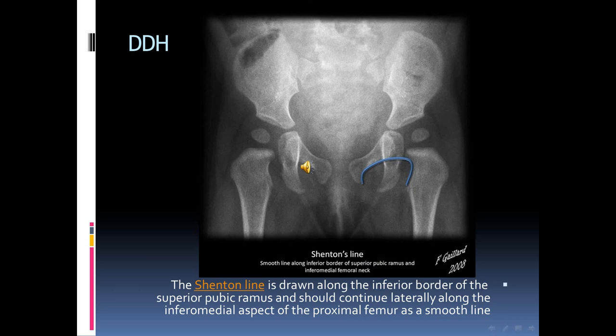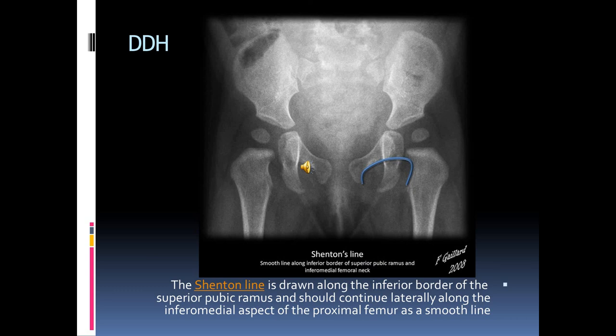Dislocation of hip joint, which is in fact called developmental dysplasia of hip joint, it's a very important subject. And the way to diagnose is to know the normal lines, which is responsible for the normal pelvis or hip in both sides. So to start with the normal anatomical line, it is just an imaginary line shown here by the blue color. It is the Shenton line.